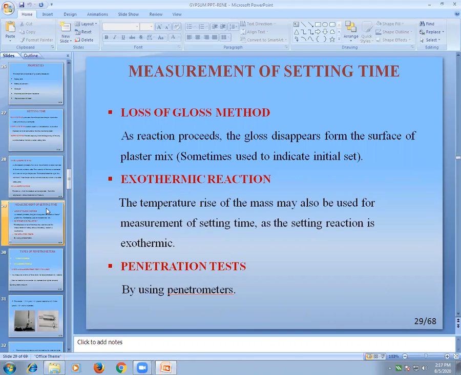For measurement of setting time, we have seen the loss of gloss method, the exothermic reaction method, and the penetration test. In the penetration test, two types of tests are there: the Vicat needle and the Gillmore needle test. In the loss of gloss method, when we mix plaster with water the mixture is glossy, but when the mix is fully set, the gloss is lost because water has evaporated from the mixture. Then again, the reaction is exothermic, so the temperature rise of the mass may also be used for measurement of the setting time.